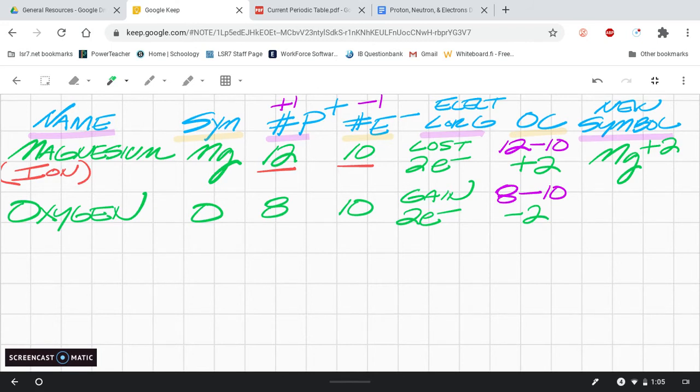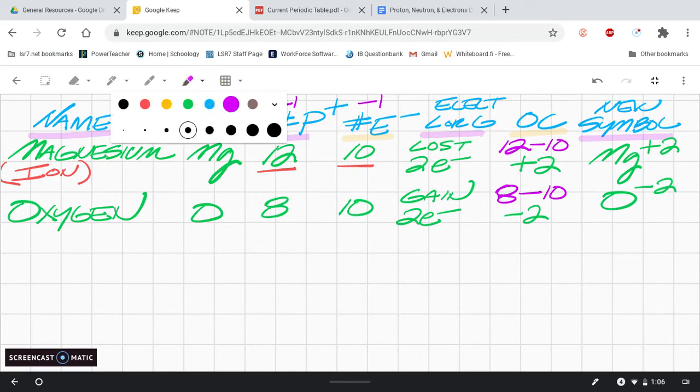Okay. So new symbol, we're going to take our O and we're going to put up in the corner the minus 2. So that's to tell whoever's looking at our element that it's not a normal atom. Once again, just like I talked about a minute ago, this is not a normal situation. This is going to be an ion. This is also an ion.